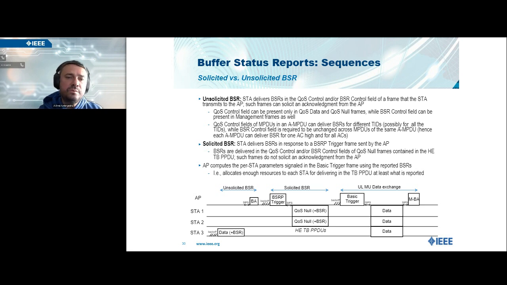The figure here shows both the cases of having a particular station 3 that reports buffer status in an unsolicited way, and stations 1 and 2 that report their buffer status in a solicited way. And then the access point uses that information to prepare for the next uplink MU data exchange.